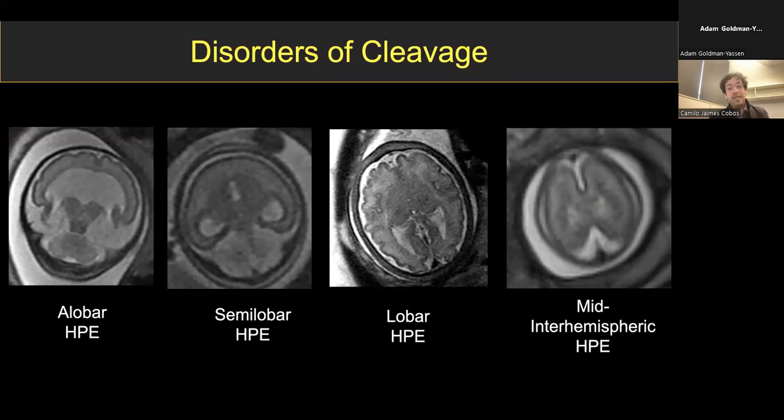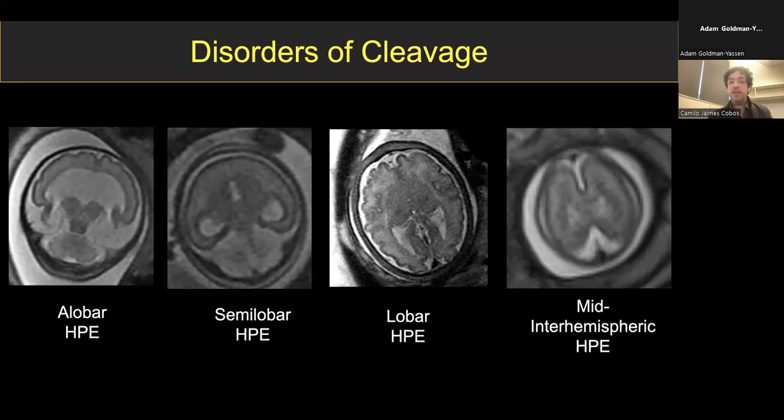And I must say some of these are really, really difficult to pick up. They can be very, very subtle. And that's when really looking and scrutinizing your images very carefully for the ventral forebrain, because in the most subtle cases, that's the part that's missing. Cleavage of the ventral forebrain is what's going to help you with the diagnosis. And notice that the construct of the ventricular system is much closer to what we would see in a normal brain.